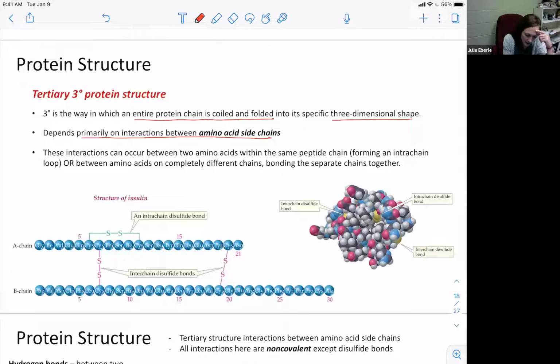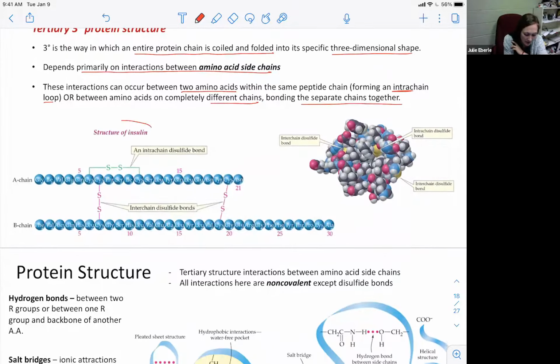So these interactions can occur between two amino acids within the same peptide chain, forming an intra-chain loop, or between amino acids on completely different chains, bonding separate chains together. Okay, so you can get between the same chain or between two different chains. Sometimes proteins have multiple polypeptides bonded together with hydrogen bonding or different interactions that create the protein overall. So an example is with insulin.